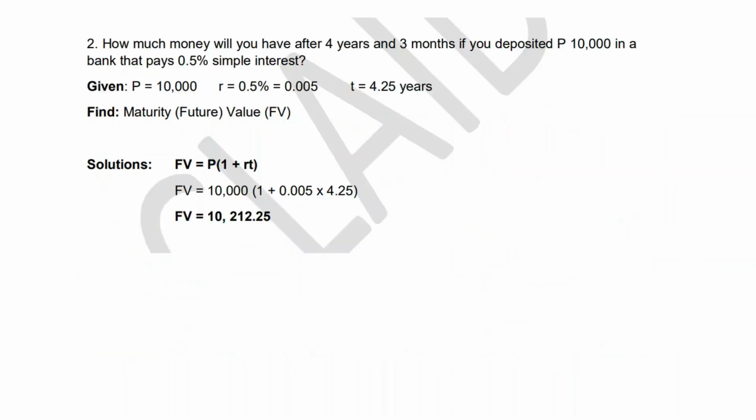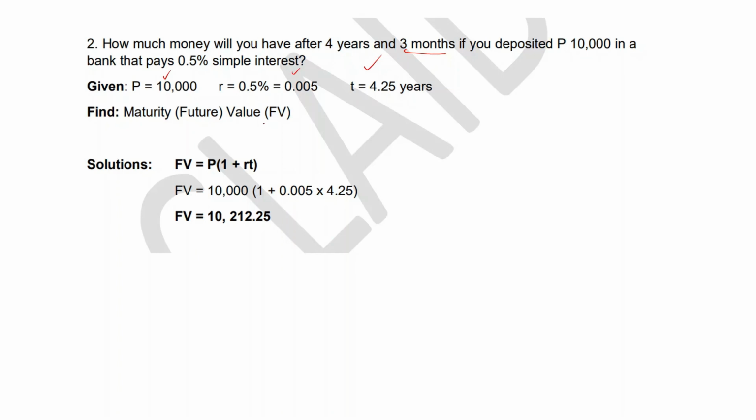Let's present example number 2. How much money will you have after 4 years and 3 months if you deposited 10,000 pesos in a bank that pays 0.5% simple interest? For our given, the principal here is 10,000. Our rate is 0.5%, which in decimal is 0.005. And for our time, we have 4 years and 3 months. These 3 months need to be converted into years. That is 3 over 12, which is 0.25. So, for our time, we have 4.25 years.